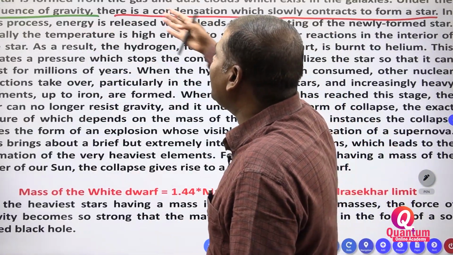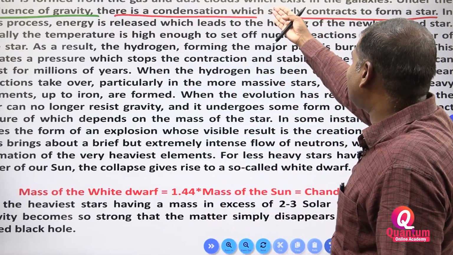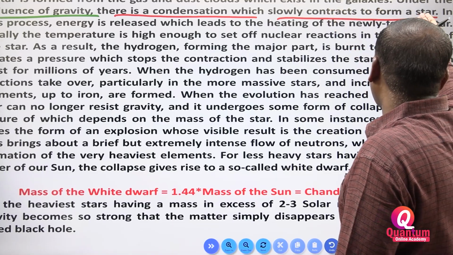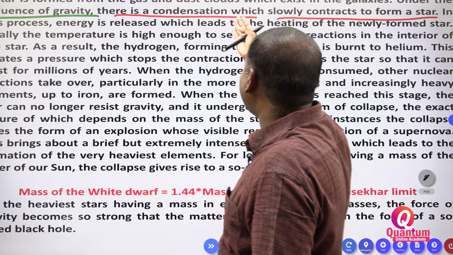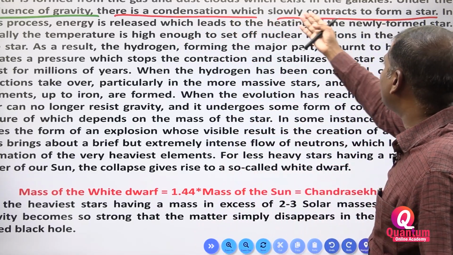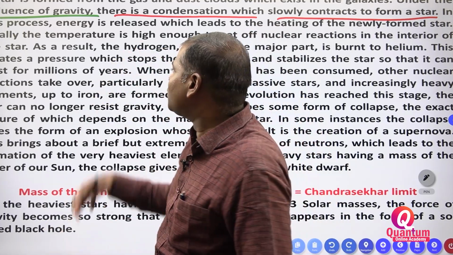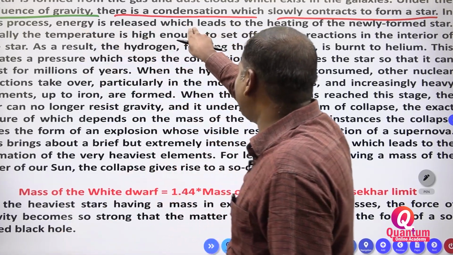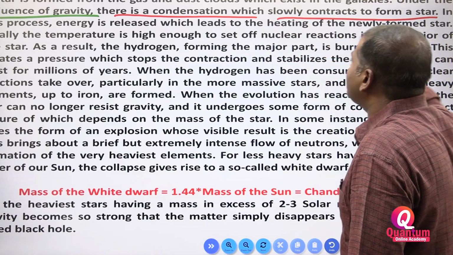What is a star? A star is formed from the gas and dust of clouds which exist in the galaxies under the influence of gravity. There is a condensation which slowly contracts to form a star. In this process, what happens? Energy is released which leads to the heating of the newly formed star.